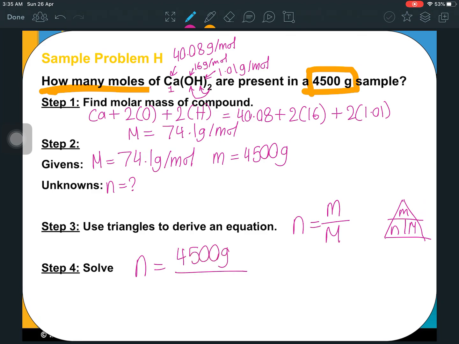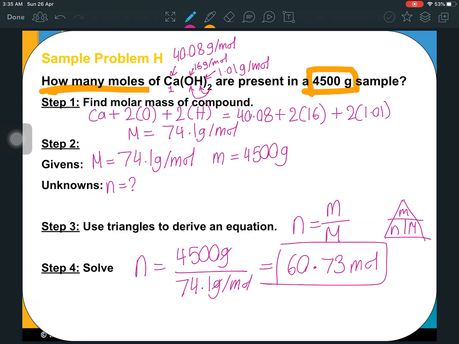So N is equal to 4,500 grams divided by 74.1 grams per mole. The grams will cancel out, so you'll end up with units of moles, and your final answer after you put this into the calculator is 60.73 moles of the substance.